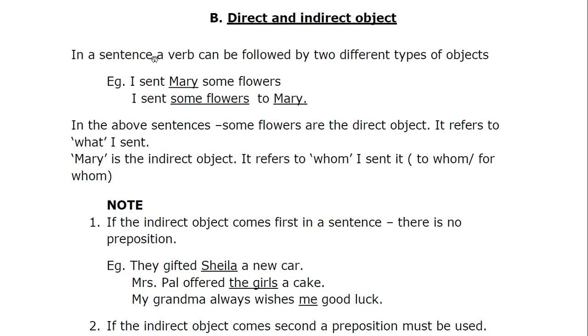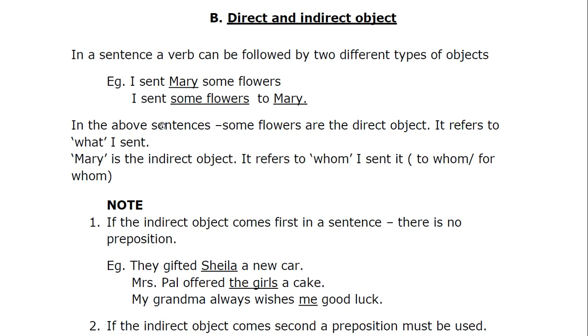Now whom did she send? Mary. What did she send? Some flowers. Next sentence. I sent some flowers to Mary. Same thing. I sent what? Some flowers. To whom? To Mary. Here the only thing is that your what comes first and then to whom comes. In the earlier one, to whom comes first. So in the above sentences, now let's see which is which.